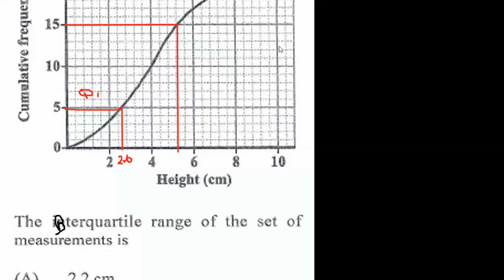Which was 5.2. Q3. This here is the interquartile range, the difference between 2.6 and 5.2. 5.2 take away 2.6 will give me what? That will give me 2.6.